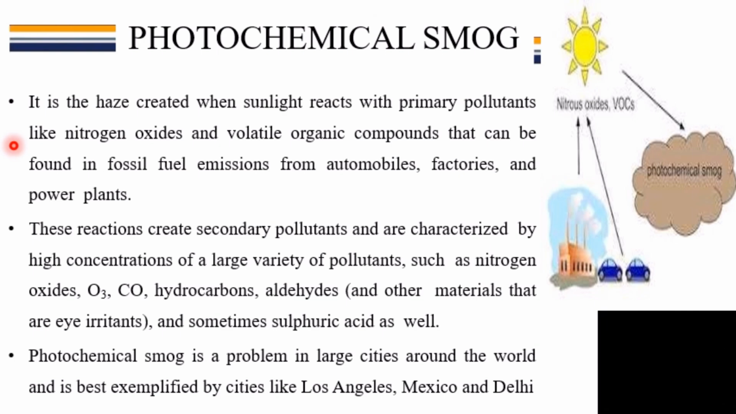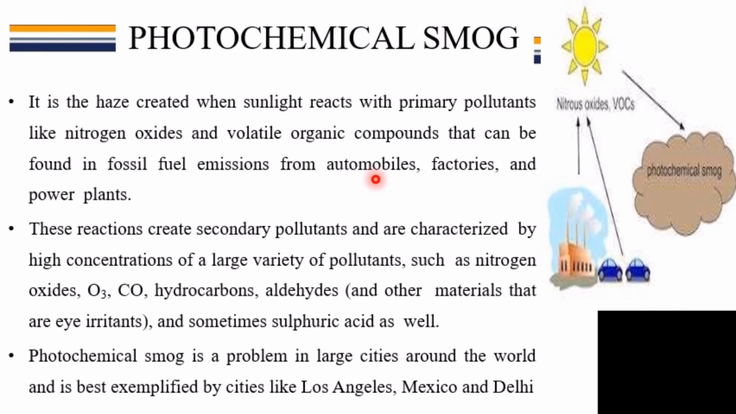The second category is photochemical smog. This is a haze created when sunlight reacts with primary pollutants like NOx, nitrogen oxides, and volatile organic compounds, hydrocarbon compounds. And again, we can find it in fossil fuel emissions, especially in places where you have heavy traffic flow.